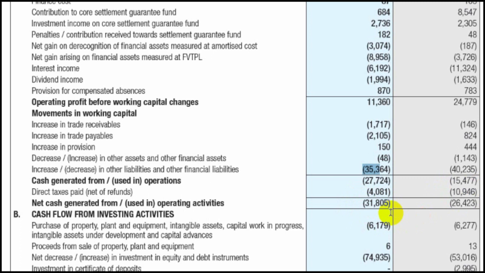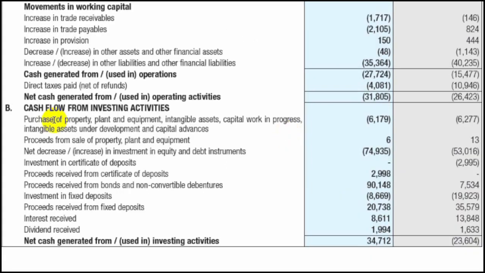was 318 crores. Let us also look at what kind of activity is taking place in the investment part of the cash flow statement. The company had invested around 61 crores in property, plant, equipment, intangible assets or capital work in progress, etc. These are basically intangible in nature. 749 crores went into investments in equity and debt instruments. So as we saw in the balance sheet, a major portion of the balance sheet was in the investment activity.